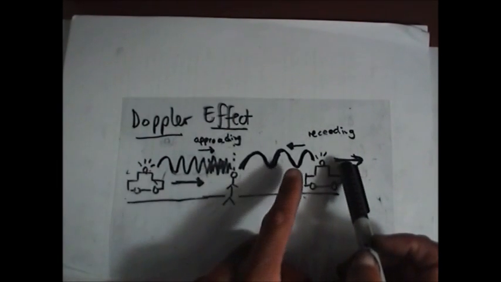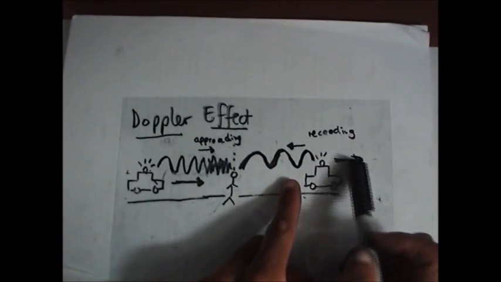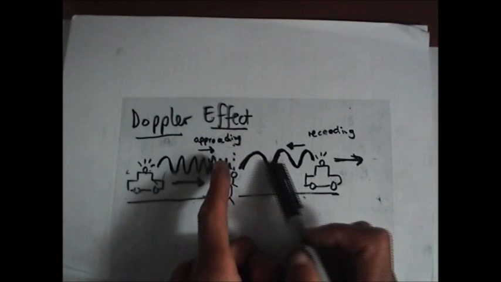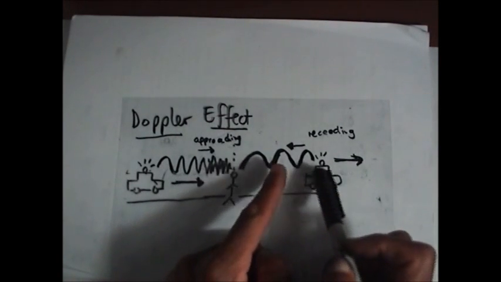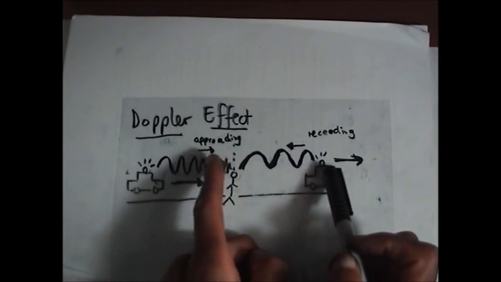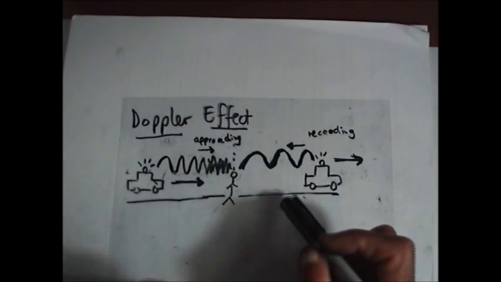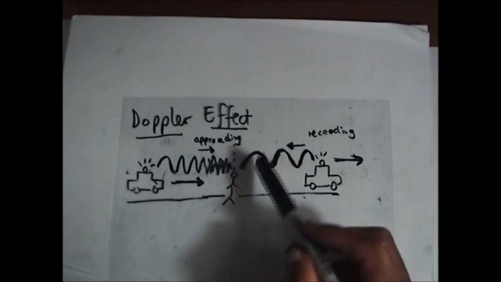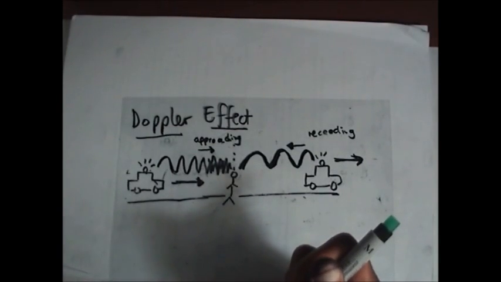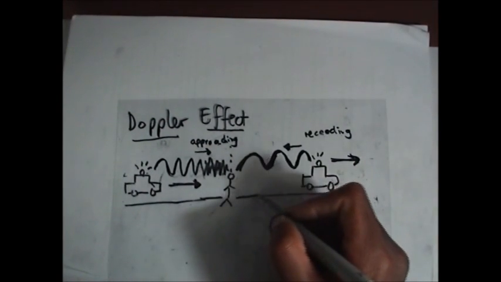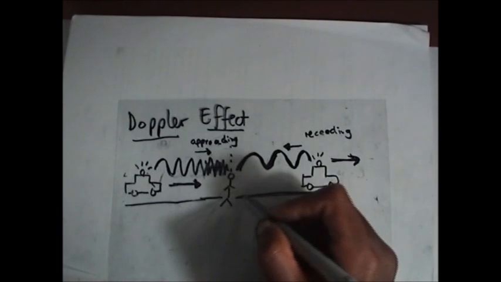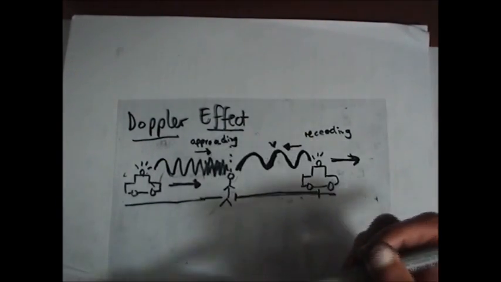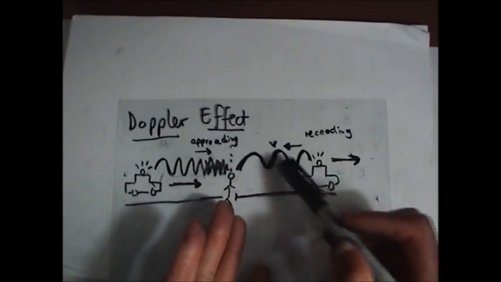And when it's receding, this object is moving in this direction, and the propagation of the wave is in that direction towards you. So they are in opposite directions. So the waves become stretched out. This, I can say, is due to greater distance and a fixed velocity of travel of the waves.